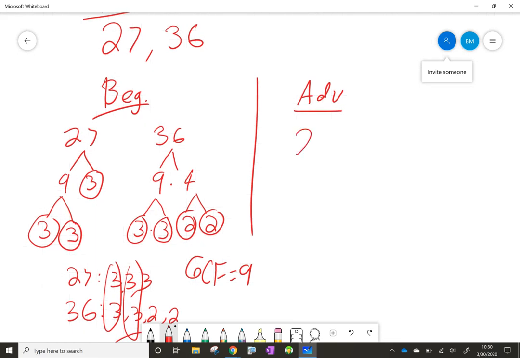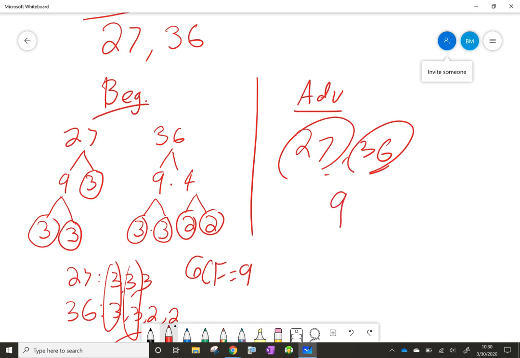Now, the more advanced approach, this really doesn't take any work. You just have to do the math in your head, essentially. Advanced approach is just kind of doing it in your head. Answer the question, what's the biggest number that will divide 27 and 36? The biggest number that divides 27 and 36 is 9.